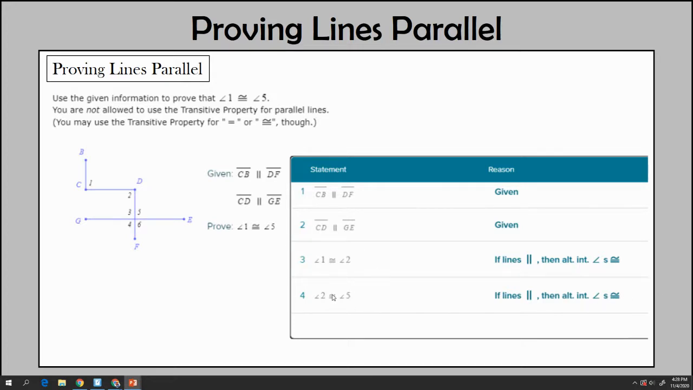Now, when we use transitive, we have to use it between just two statements. So one's congruent to two, two's congruent to five. So we can conclude one's congruent to five by the transitive property. And that's what they asked us to prove, one congruent to five.